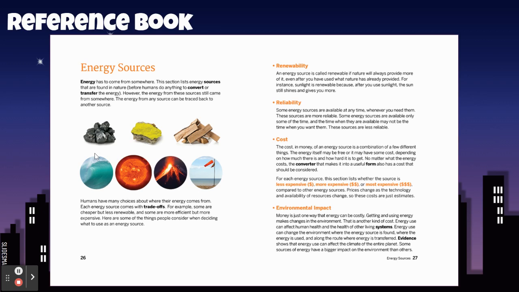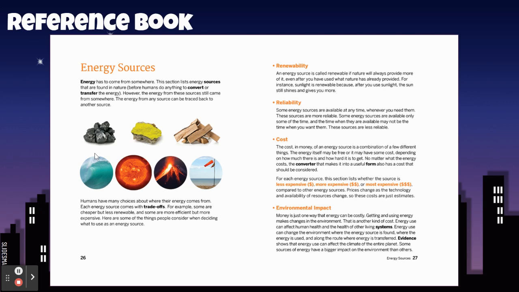And environmental impact. Money is just one way that energy can be costly. Getting and using energy makes changes in the environment. That is another kind of cost. Energy use can affect human health and the health of other living systems. Energy use can change the environment where the energy source is found, where the energy is used, and along the route where energy is transferred.